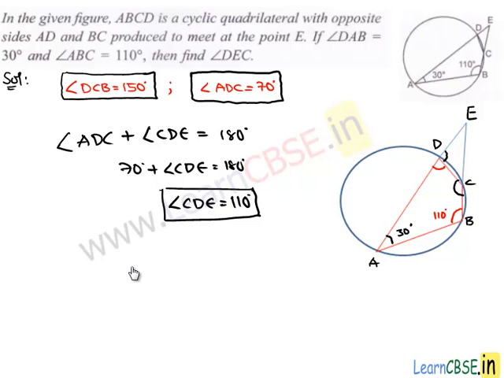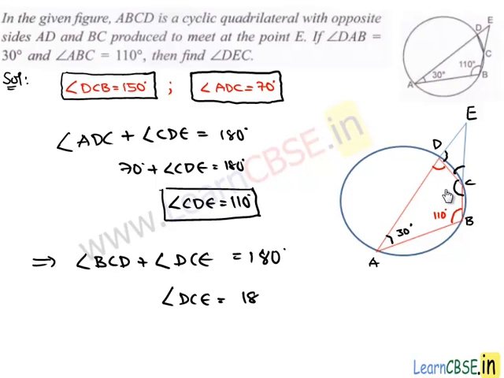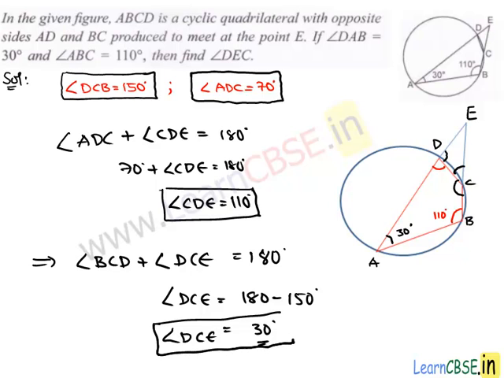Similarly, we have another straight line, that is DCB. So DCB is a straight line. We have angle BCD and angle DCE, and their sum must be 180 degrees, because it is also a linear pair. So angle DCE is equal to 180 minus angle BCD, which is 150 degrees, and it is equal to 30 degrees. Therefore, we know two angles of triangle DEC, that is 110 and 30 degrees. So the remaining angle is 180 minus the sum of the other angles.